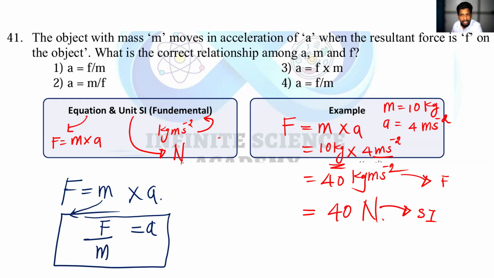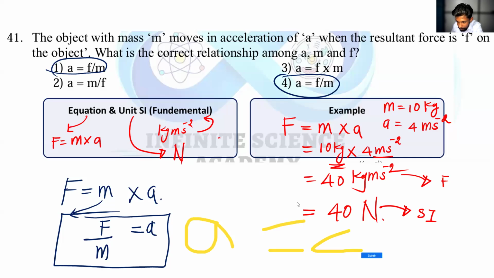Did you understand the concept? To calculate the acceleration, you want to bring the mass here. So acceleration will be F over m. That is, there are two answers, right? First one and second one. There are two answers. Did you get the idea?